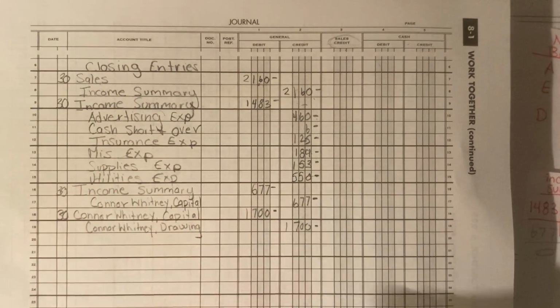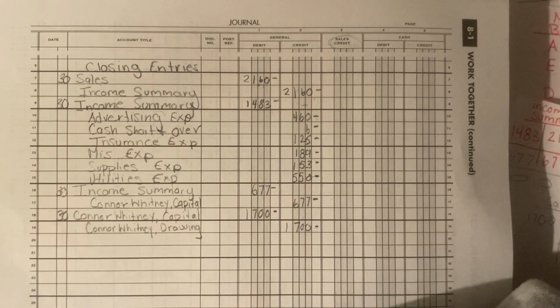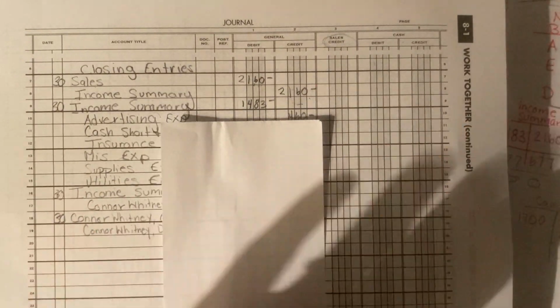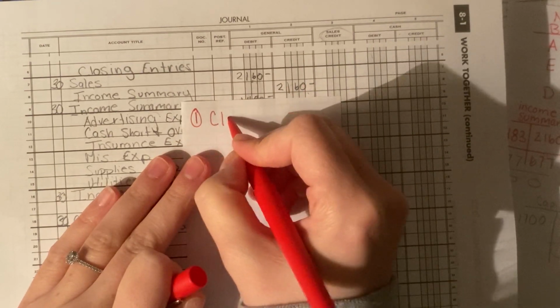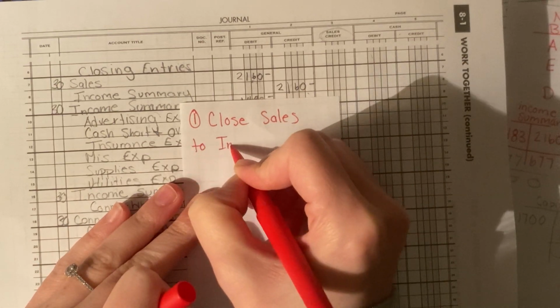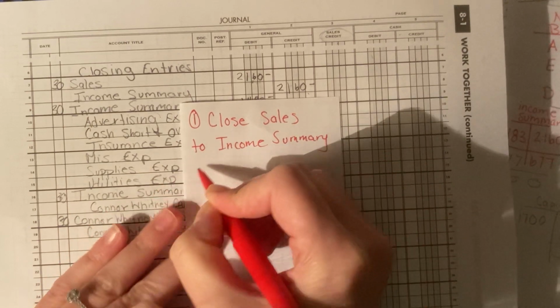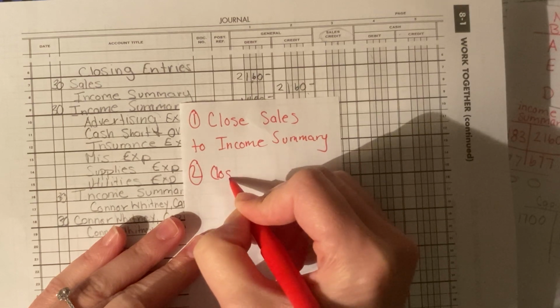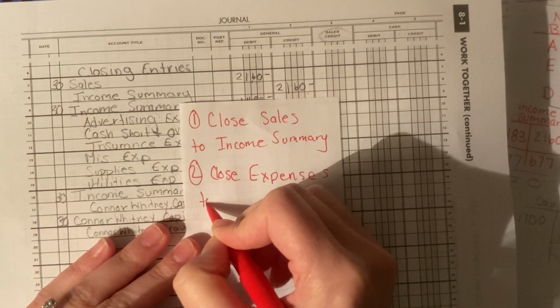That is the first step of this. We need to make sure we close it out. It's always in this order, so if you can remember, I will write a brief description of what I just did on this piece of paper. So the first thing I do, number 1, close sales to income summary. The second thing is close expenses to income summary.